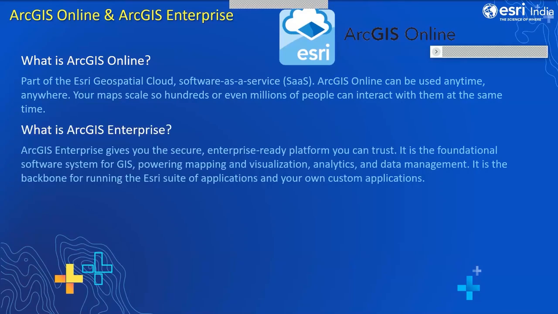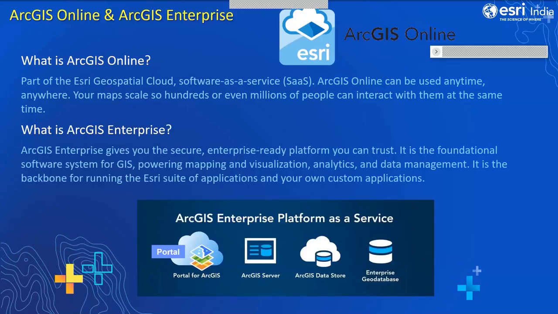And ArcGIS Enterprise is also known as platform as a service. When we say platform as a service, we are deploying this on premises, in a safe and secure environment. So the data of your organization will be safe and secure and you have complete control over what to do with your data, whether to share it with the public or keep it within your organization.